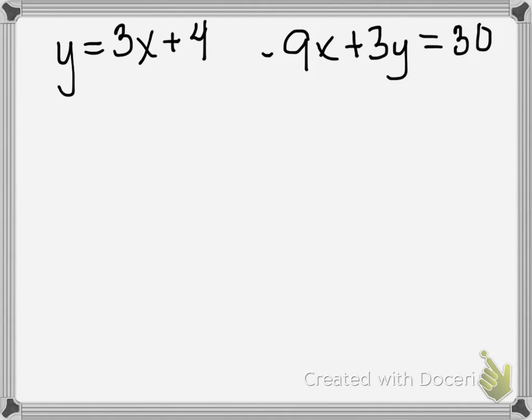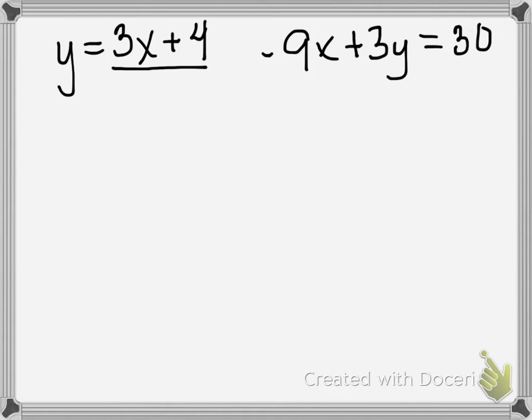Okay, let's look at one last problem. We're still wanting to solve by substitution. I have y is equal to 3x plus 4 and negative 9x plus 3y equals 30. Why don't you pause the video and take a second and see if you can begin this problem properly. After you've paused and tried it, then you can hit start again and see if you begin working the problem out correctly.